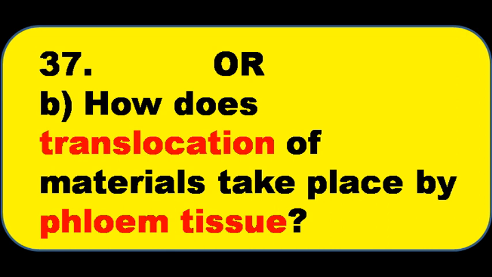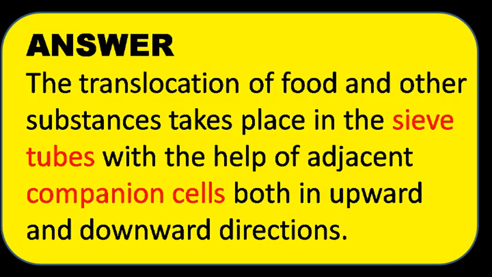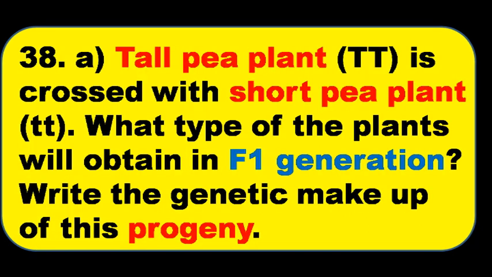How does translocation of materials take place by phloem tissue? Transport of soluble products of photosynthesis is called translocation. Phloem transports food material from leaves to different parts of the plant body. The transportation of food in phloem is achieved by utilizing energy from ATP. The translocation of food and other substances takes place in the sieve tubes with the help of adjacent companion cells both in upward and downward directions.